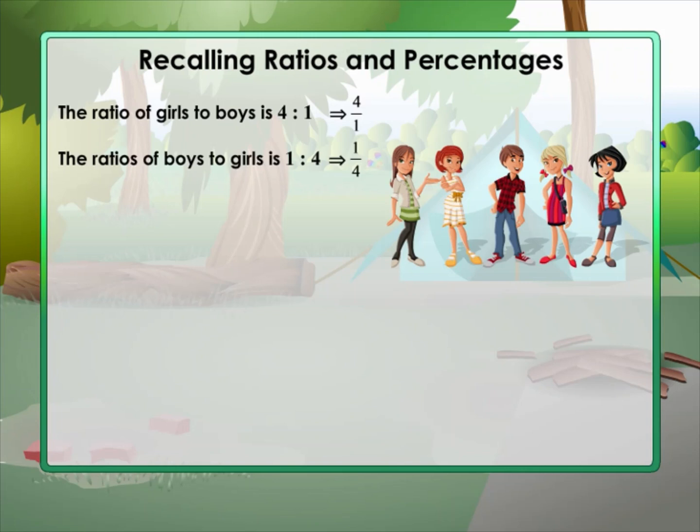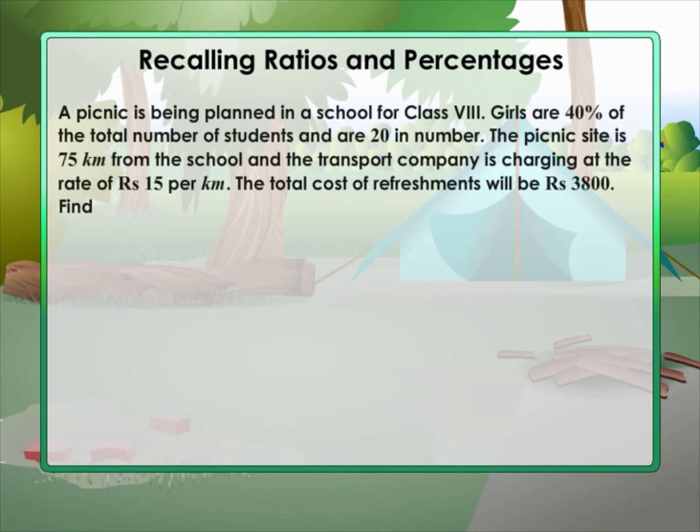This comparison can also be done using percentages. For example, a picnic is being planned in a school for class 8. Girls are 40% of the total number of students and are 20 in number. The picnic site is 75 kilometers from the school, and the transport company is charging at the rate of Rs 15 per kilometer. The total cost of refreshments will be Rs 3,800.